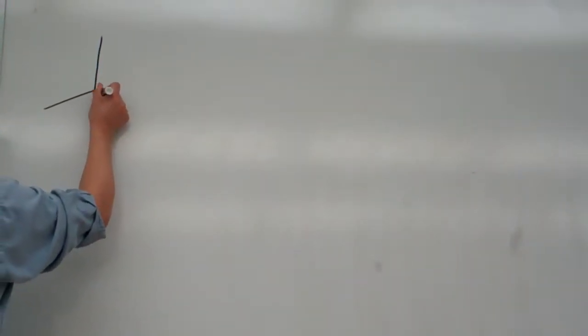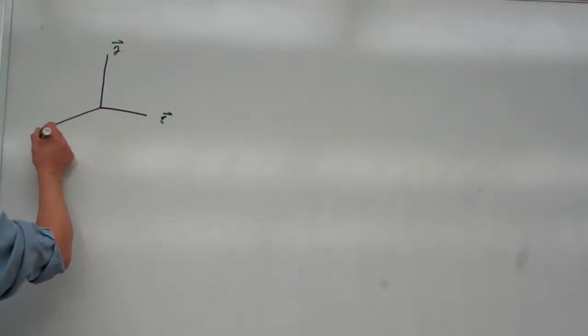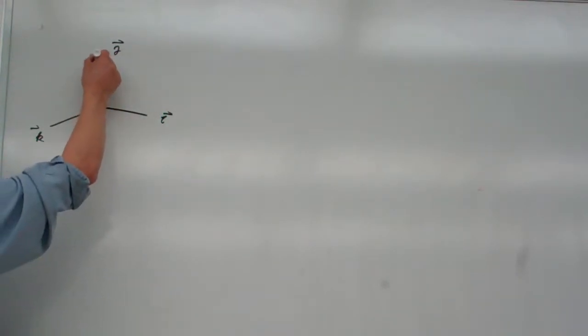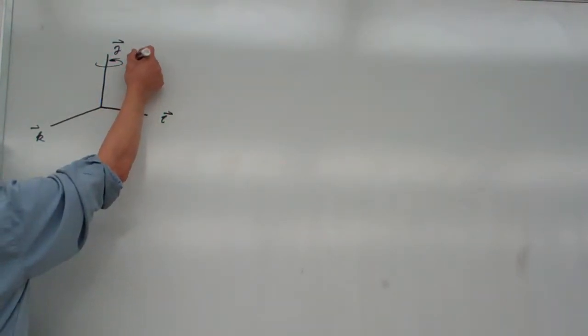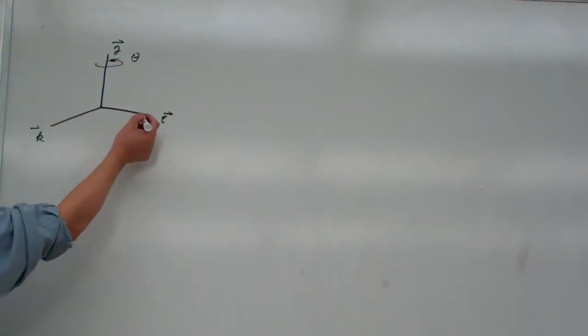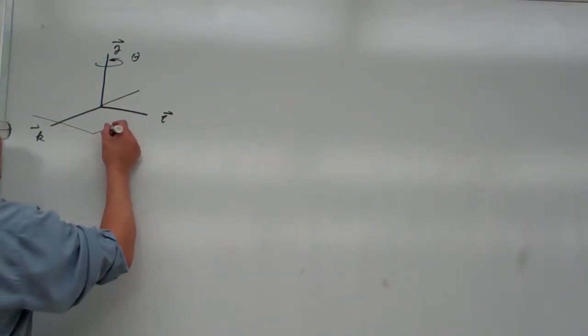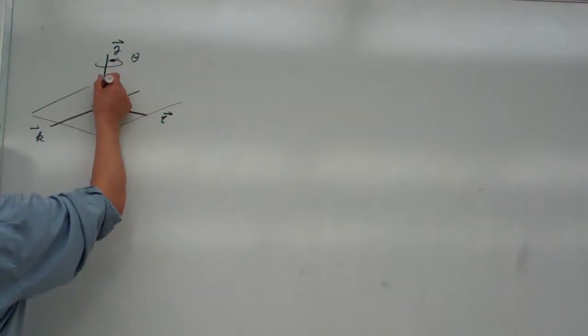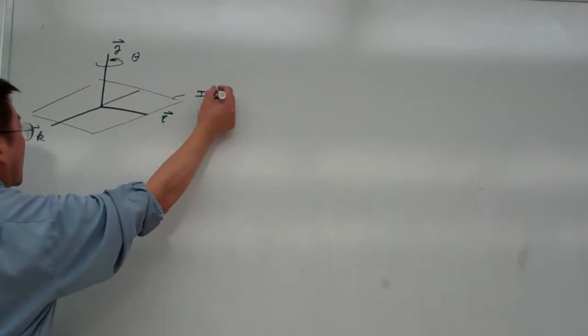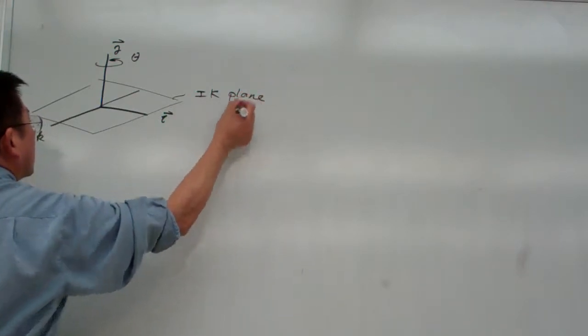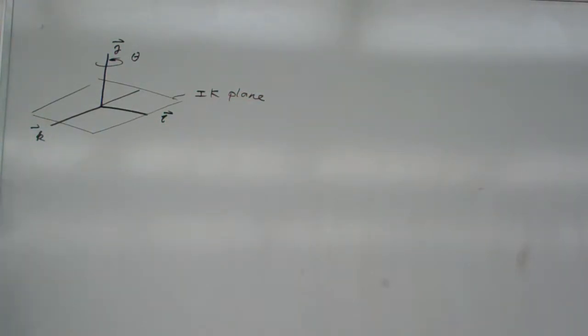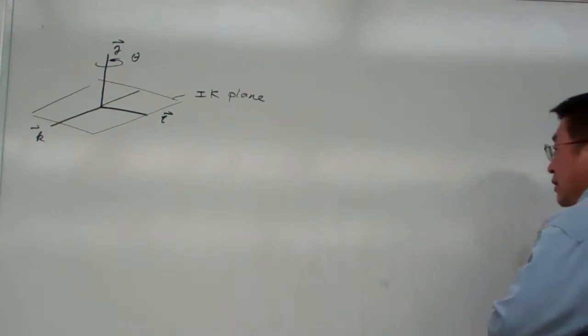So for example, we can do one more and see. Again, this is I, J, and K. Right now, say we want to rotate about J by an angle theta, and we see how we can come up with this transformation matrix. Again, let me highlight this is the IK plane. And here what we can rotate is in this.